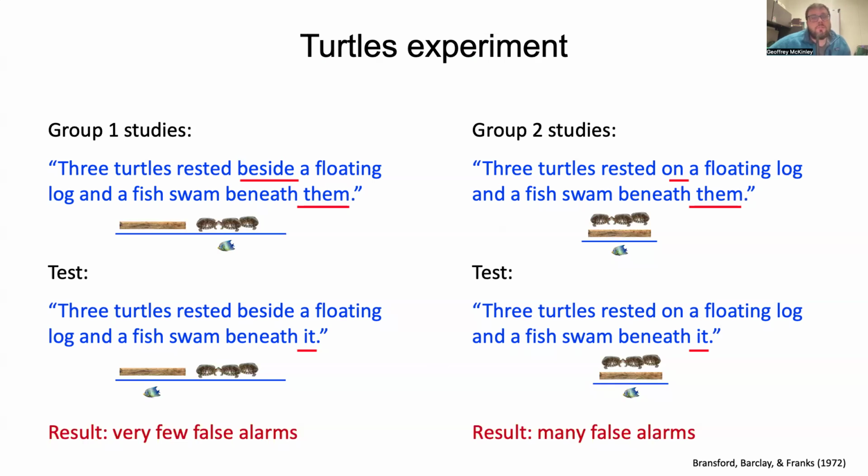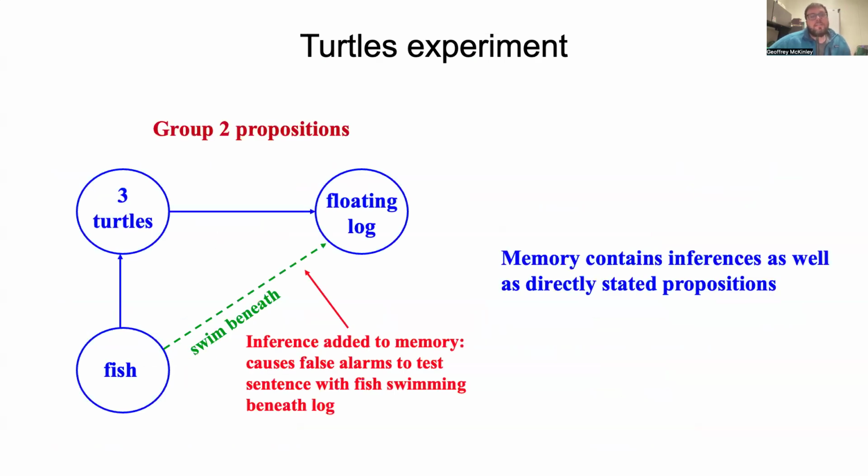And so you can think about this from a propositional and inference idea, right? So here's the idea. When you say that the fish were beneath the three turtles, and the three turtles were on top of the floating log, that's great, but in reading that sentence, you're also making the inference that the fish swam beneath the turtles, but the turtles are on top of the floating log. Therefore, it directly follows that the fish swam beneath the floating log also.